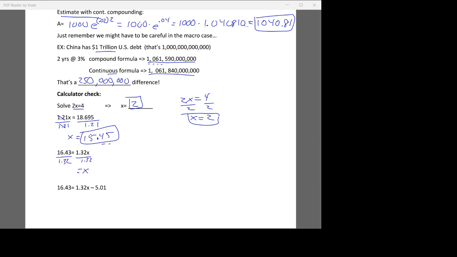16.43 divided by 1.32. Make sure you can do that on your calculator. And I get 12.45 roughly. And then here's another linear equation.